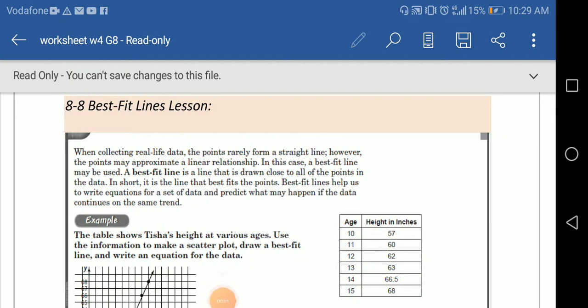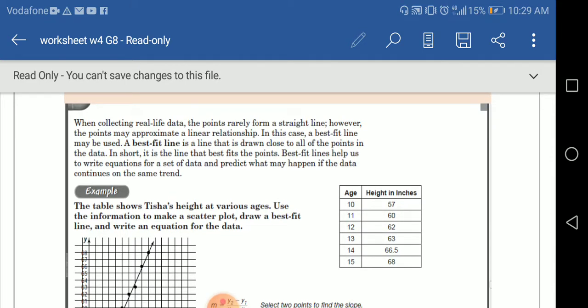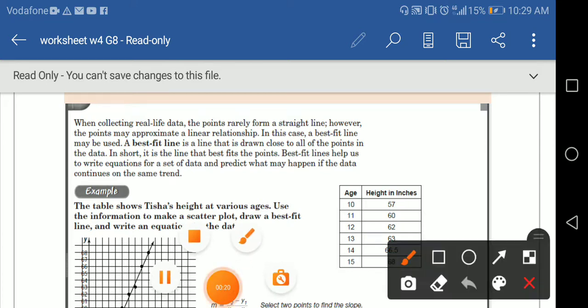I hope you're fine. Today we're going to talk about a new lesson. It's about best fit lines. So let's start. When collecting real life data, so we're going to talk about statistics, data means information, the points rarely form a straight line. However, the points may approximate a linear relationship. In this case, a best fit line may be used.